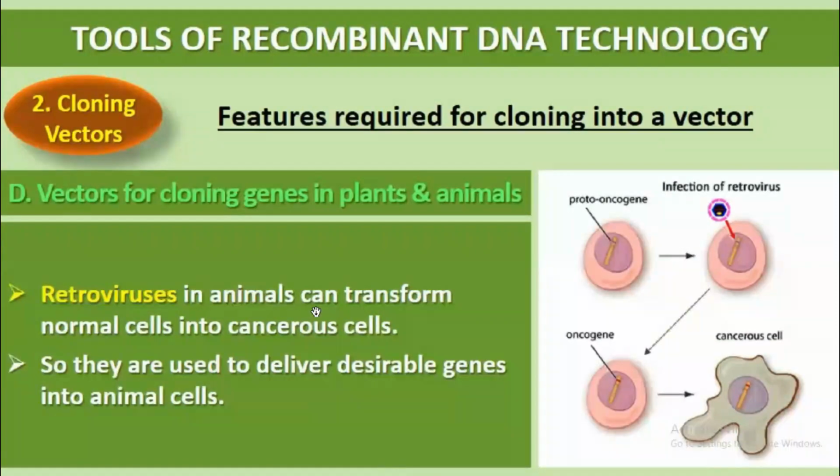Retroviruses in animals can transform normal cells to cancerous cells. Oncogene. So they are used to deliver desirable genes into animal cells. Oncogene means the gene responsible for cancer.